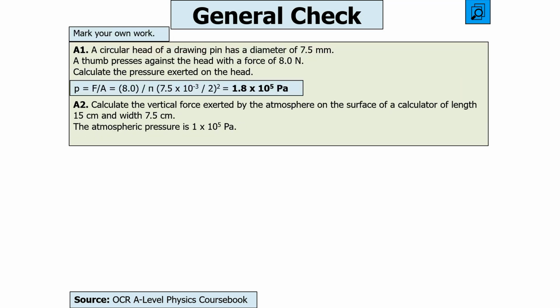Right, in this first one, pressure is force over area. We've got our force. We know our area is going to be pi r squared because it's a circle. We can therefore halve the diameter to get the radius, and we convert our millimeters into meters by doing 10 to the minus 3. So we get our answer to be 1.8 times 10 to the 5 pascals. By the same logic, force is pressure times area, so we know our pressure is 1 times 10 to the 5, it's the atmosphere, multiplied by the total area. We assume it's going to be a rectangle, so we convert our 15 centimeters and 7.5 centimeters into meters to work out our answer to be 1.1 times 10 to the 3 newtons.